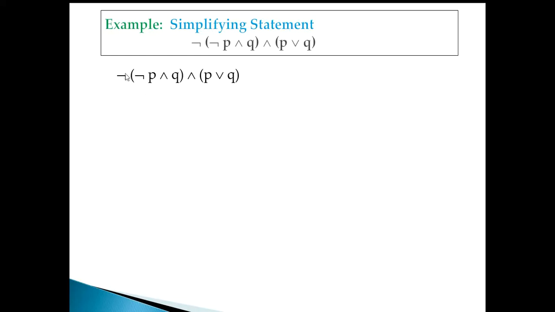Here we use De Morgan's law. What is De Morgan's law? De Morgan's law says that the negation of p and q is the negation of p or the negation of q. The same we use here: negation of negation p, and this converts into the or of negation q. So here we use De Morgan's law, right? After that, what do we do here?